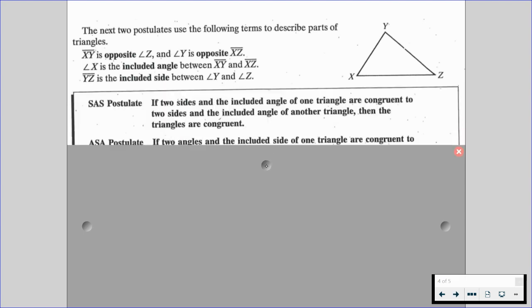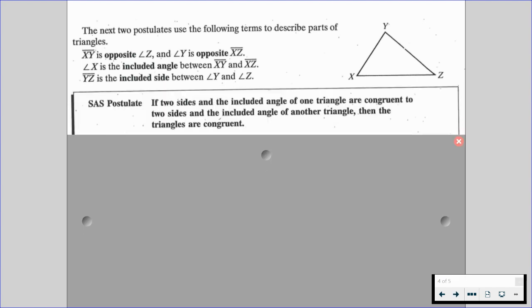So using this general information, we're going to be able to use 2 more relations. Let's get sassy. We can use the SAS postulate, or the side angle side postulate. So if 2 sides and the included angle of one triangle are congruent to 2 sides and the included angle of another triangle, then the triangles are going to be congruent. For example, if we look up at triangle XYZ, we could have this type of relationship, side angle side.